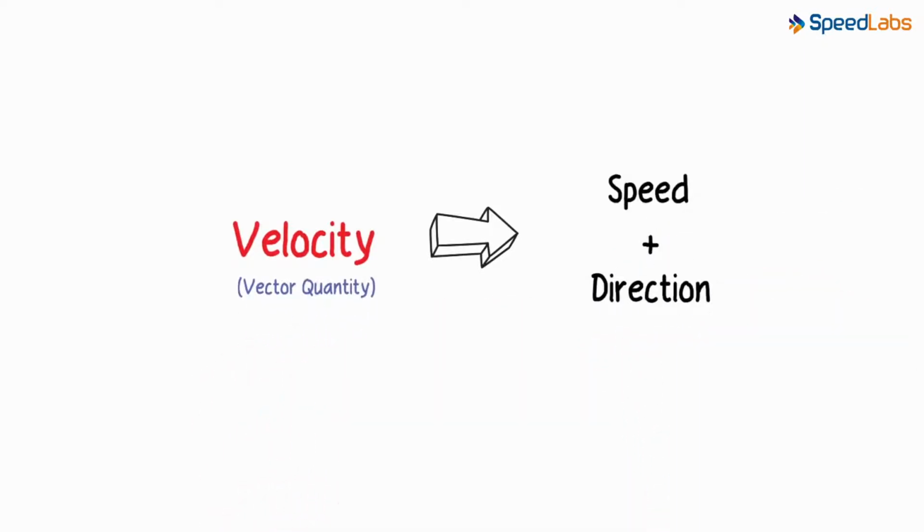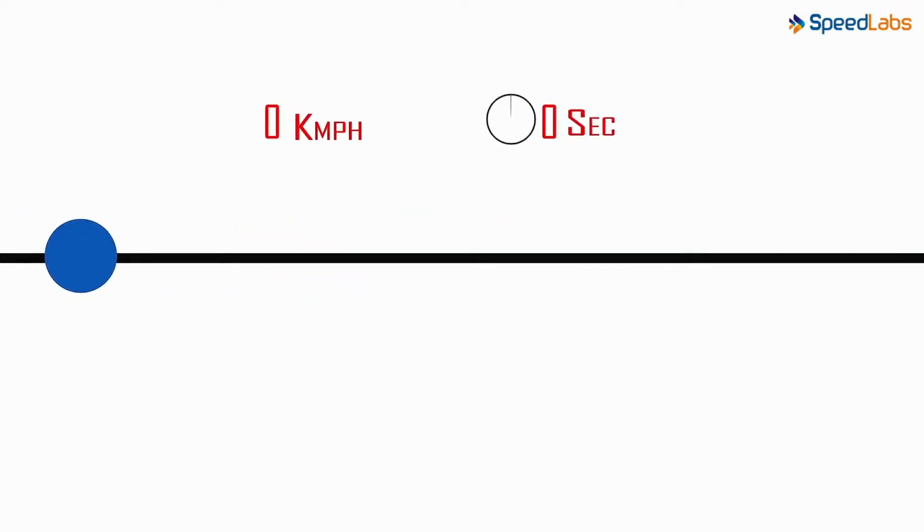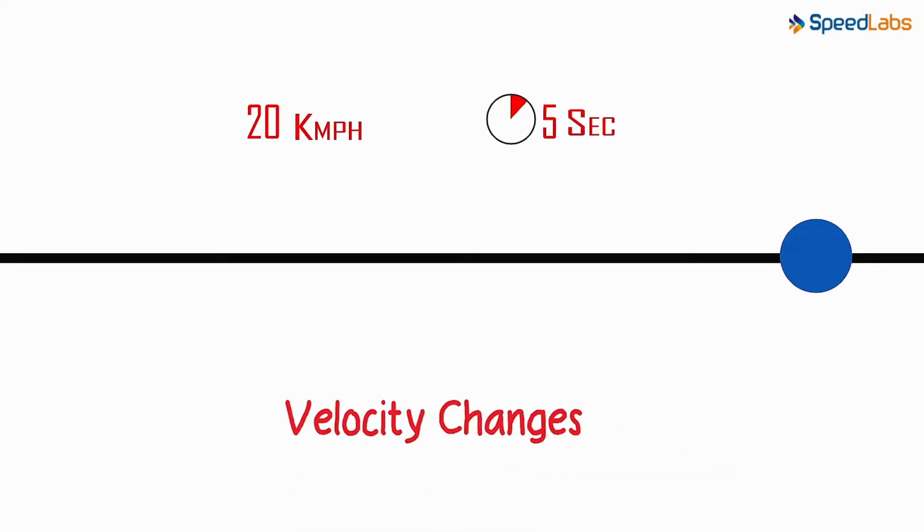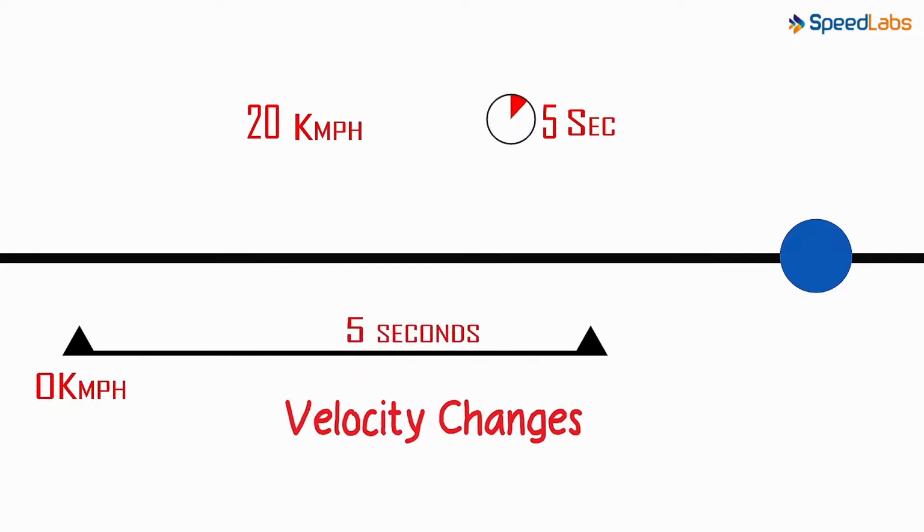Why is this important? Let's say a body moves from rest and reaches a velocity of 20 km an hour in 5 seconds. Will acceleration be involved here? Yes, because the velocity is changing. It was 0 initially, and at the end of 5 seconds, it's 20 km per hour.